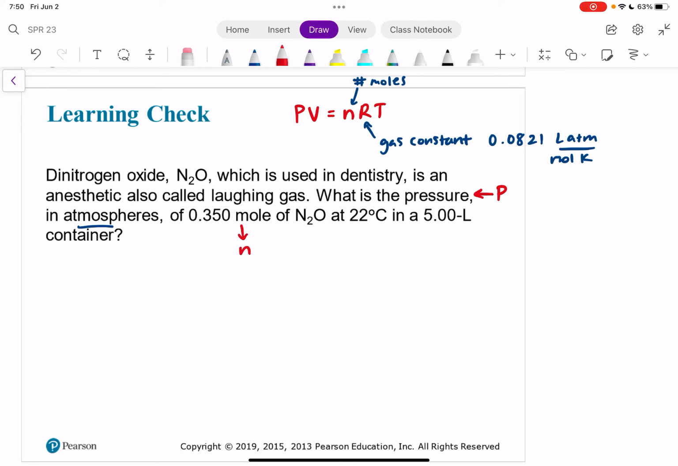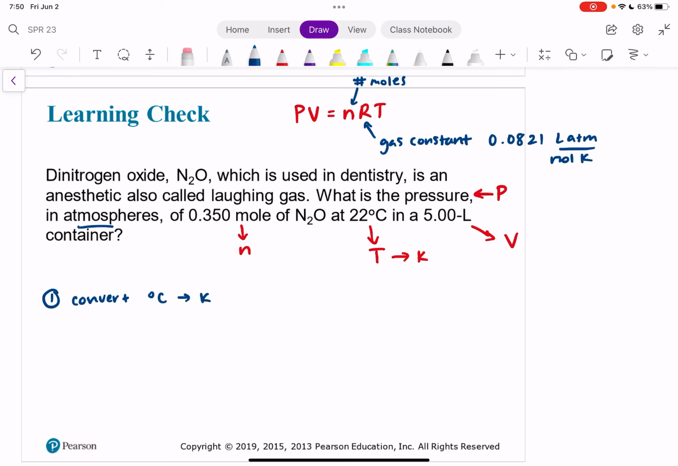We've got a temperature in Celsius, so that's T, but let's remember to convert to K. And then we've got a volume in liters. All right, so just like we've done before, let's convert from degrees Celsius to Kelvin right away so we don't forget.